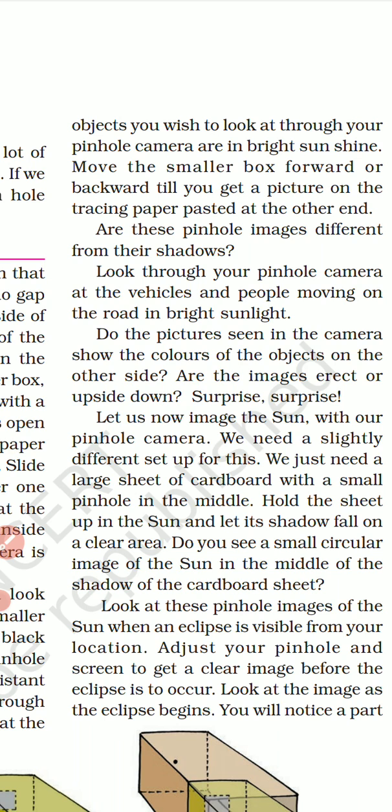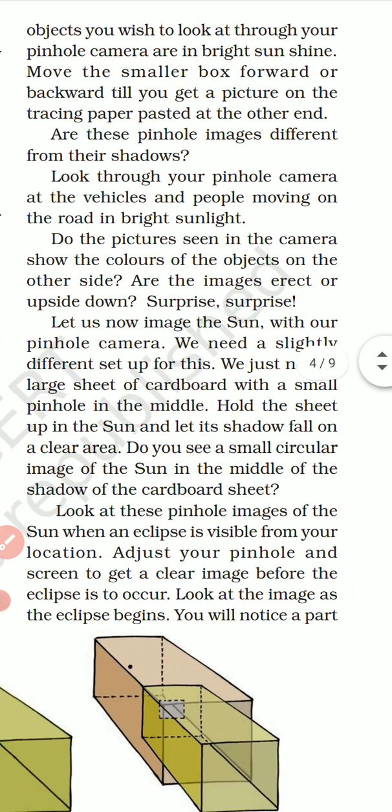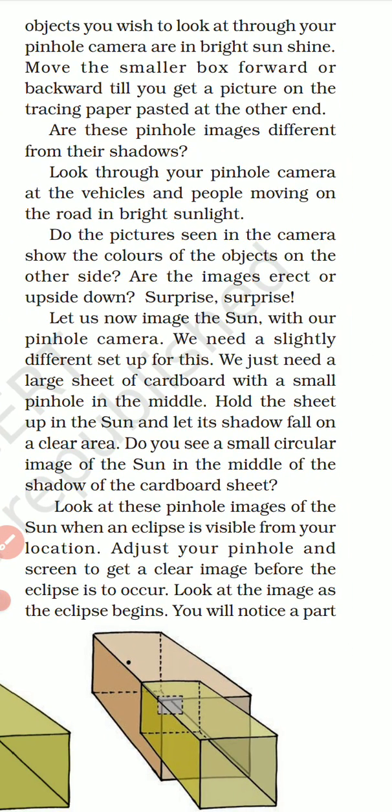Are these pinhole images different from their shadows? Look through your pinhole camera at the vehicles and people moving on the road in the bright sunlight. Do the pictures seen in the camera show the colors of the objects on the same side? Are the images erect or upside down?